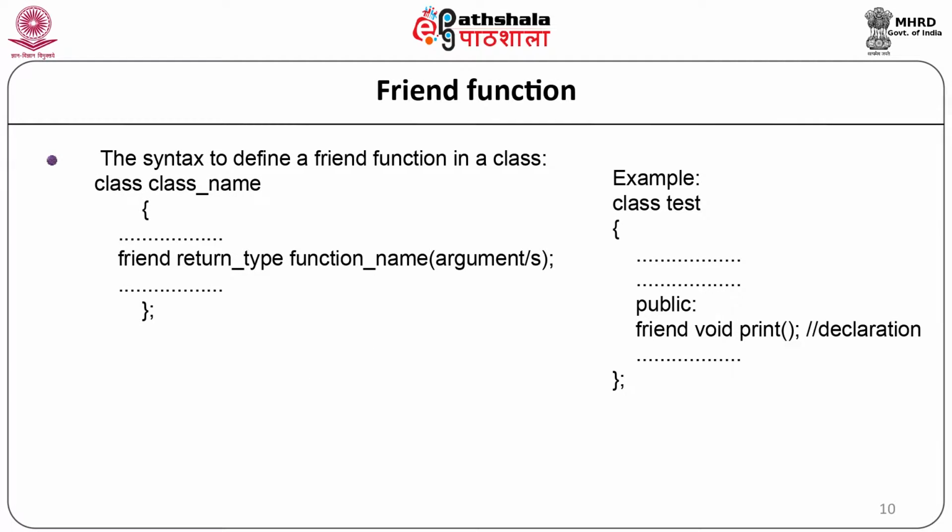Now let us see a simple example: class Test, starting with the curly braces. In a public section, we will have a friend function declaration as friend void print, and our class will end. As you can see here, only the declaration will be there inside the class. The actual definition of the friend function will be outside the class.